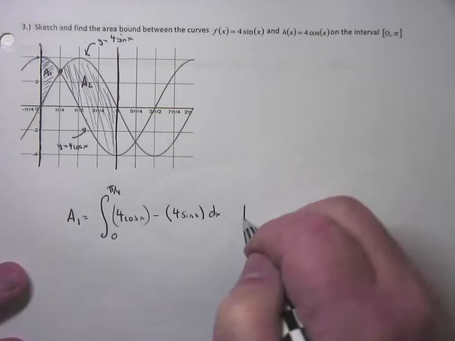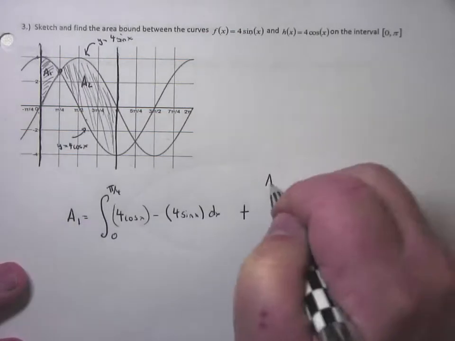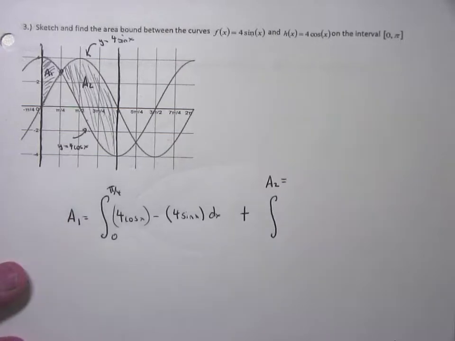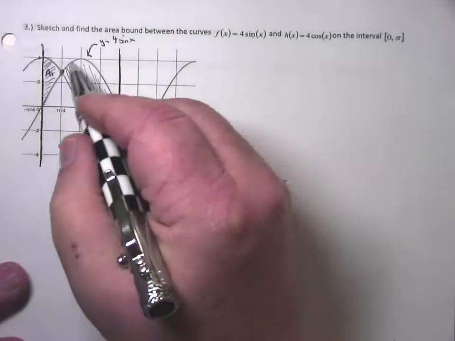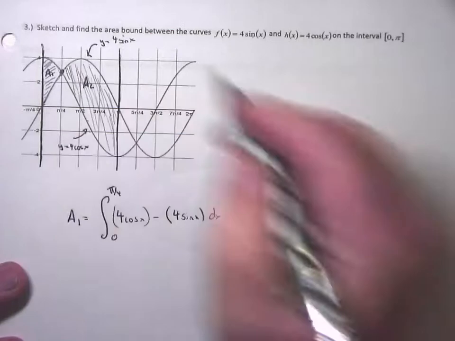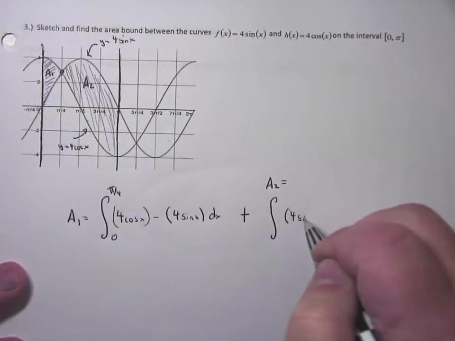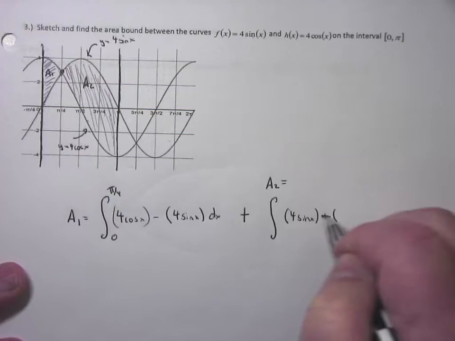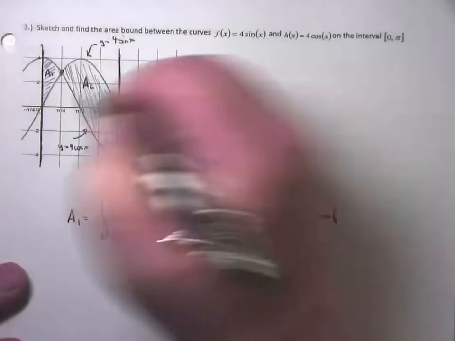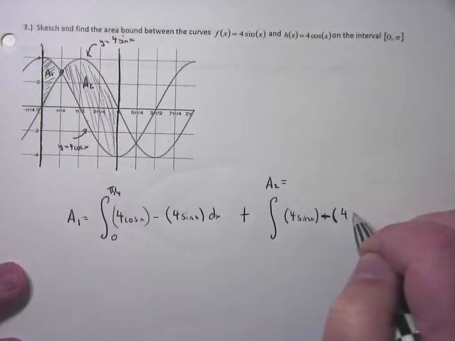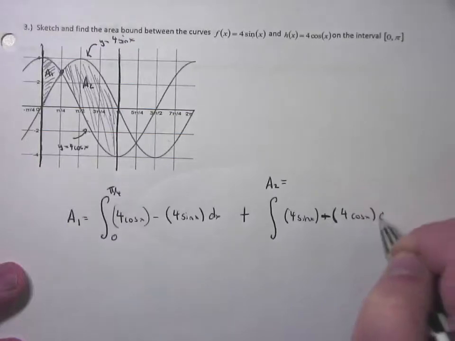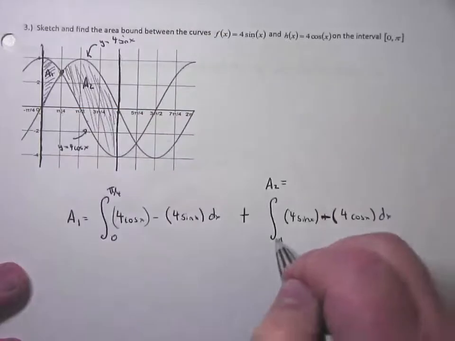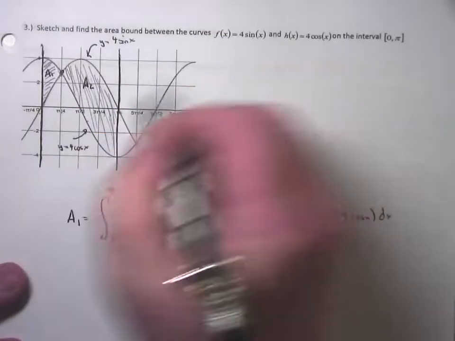Plus, to get the area 2 part, this would be the integral of, what's the top function here? It's extending that sine. That'll be 4 sine of x, top minus bottom, minus the bottom, which is 4 cosine of x dx. And what are my bounds here? Well, we're picking up at pi/4 and going until they told us to stop, and they told us to stop at pi.